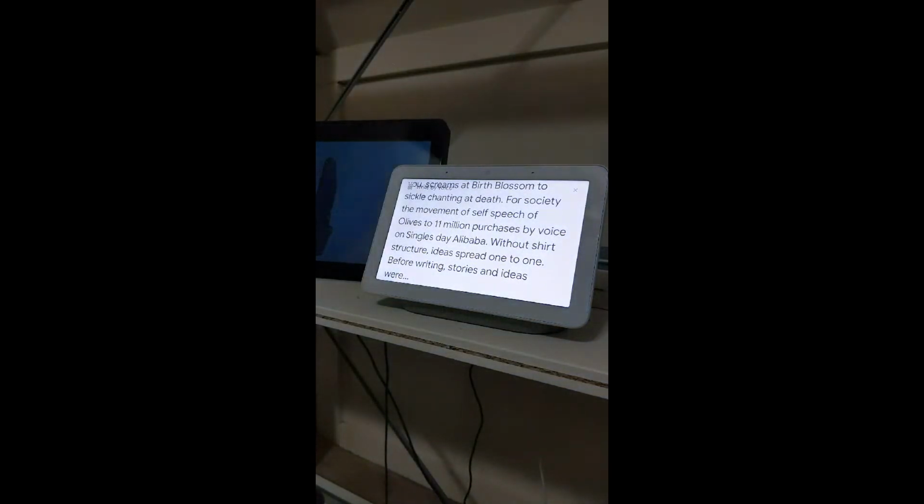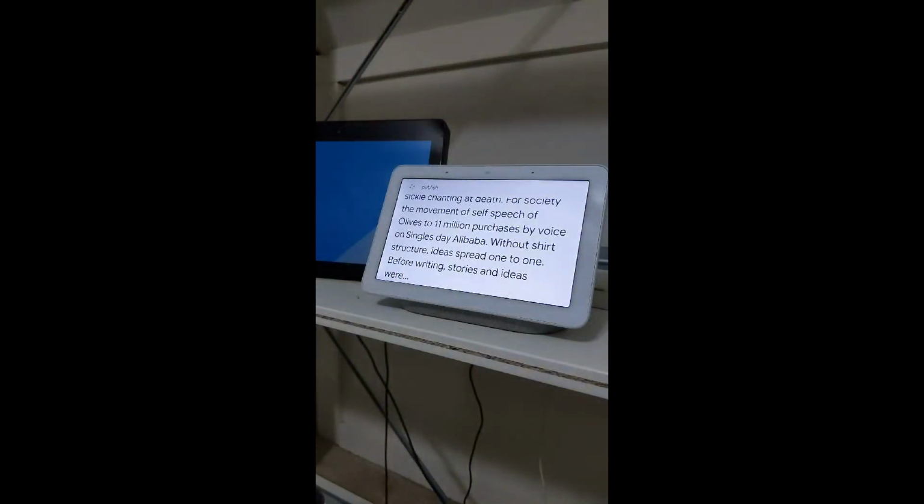Your voice is magic. Publish. Let's see if we publish it. Can we publish? Publish. Success. Yes. Your story was published.